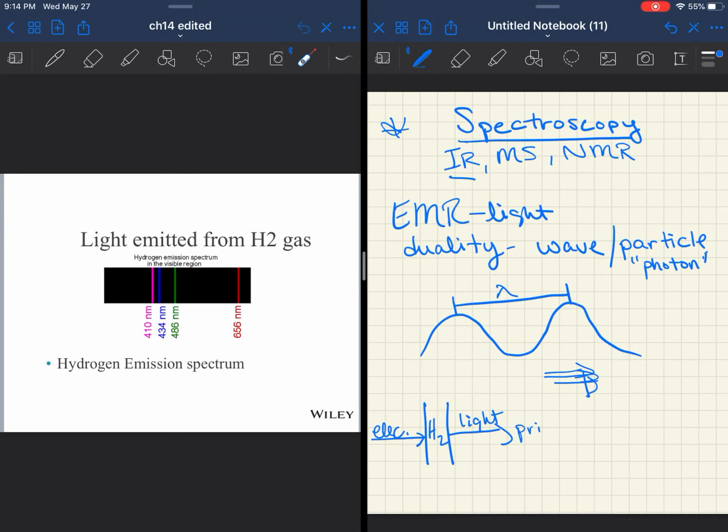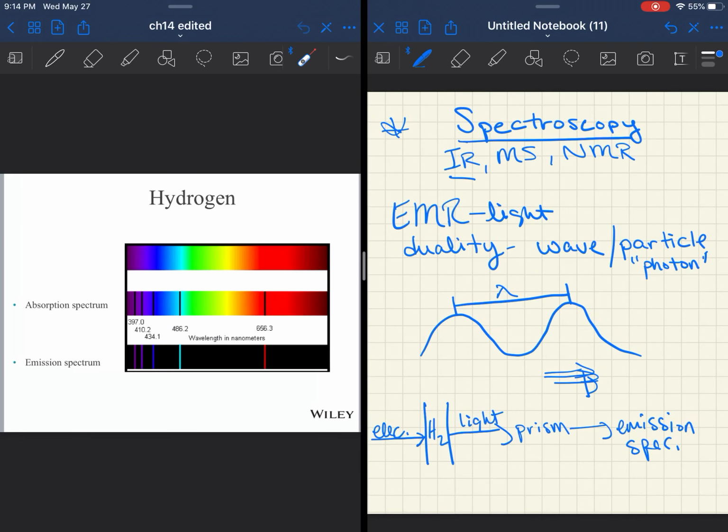Now, if you put that light through a prism and separate out all the different wavelengths, you're going to get an emission spectrum. An emission spectrum for hydrogen looks like this. It's not continuous. You don't see all the colors of the rainbow. In fact, you only see 4 very specific lines here. So that's an interesting thing about the light that comes from electrified H2 gas.